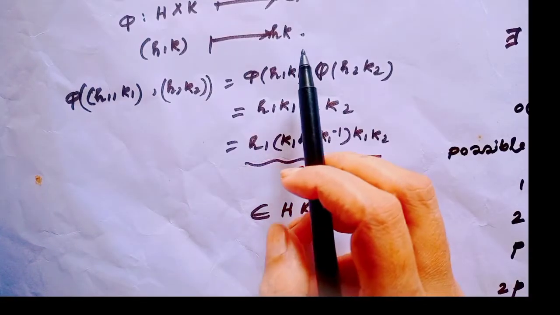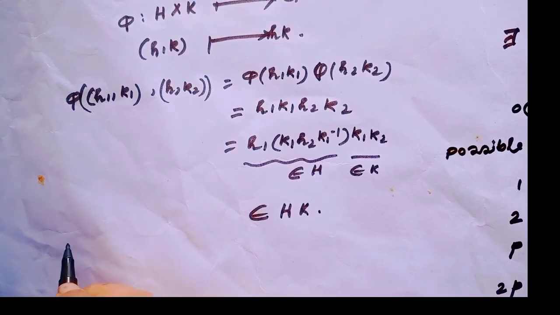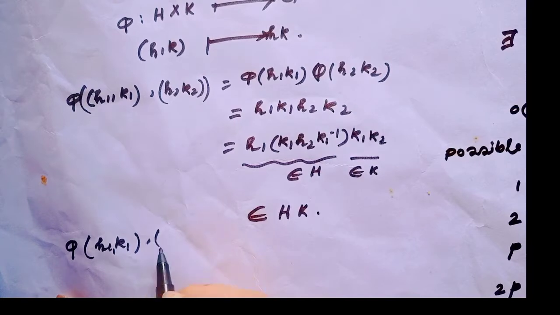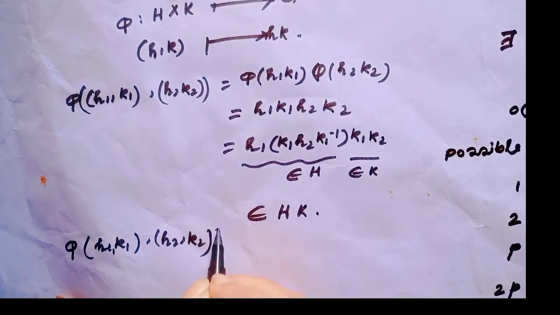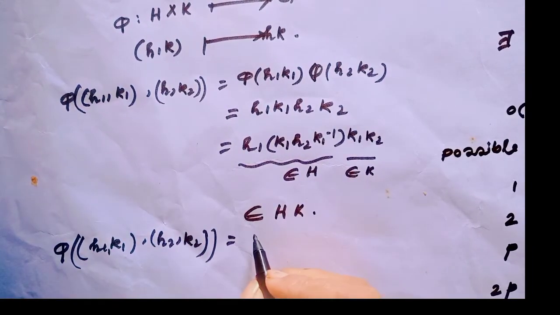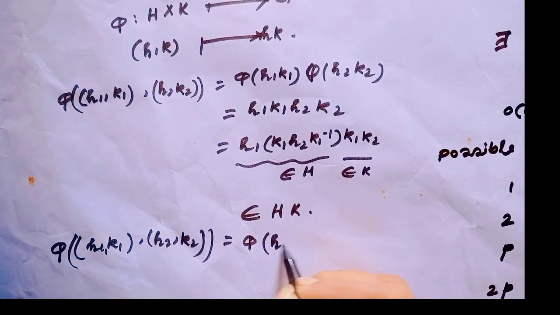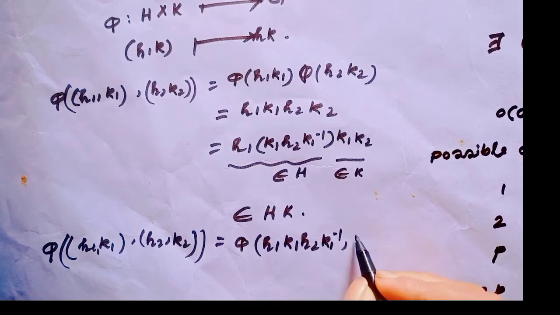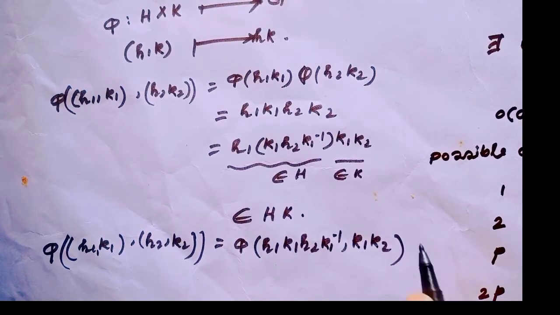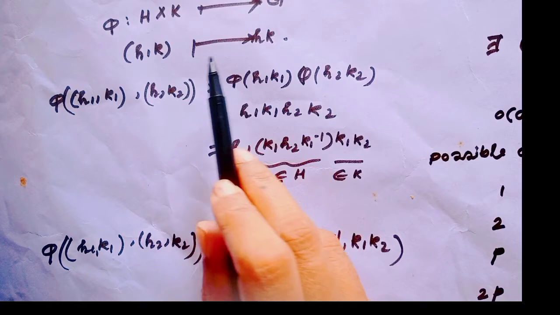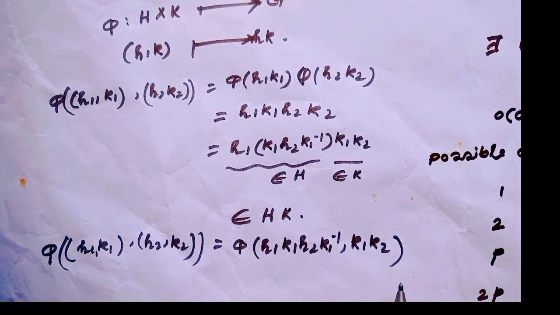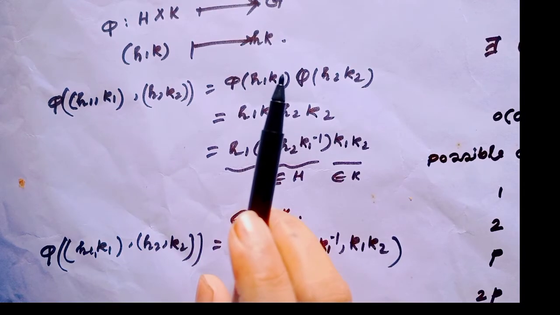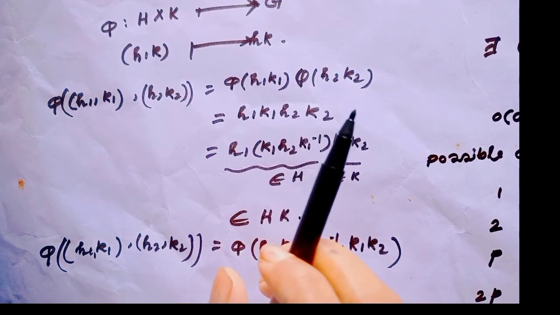Okay? And by this defined function, we can tell phi of (H1 K1, H2 K2) equal to phi of (H1 K1 H2 K1 inverse, K1 K2). I have written it by the defined relation. And since this function is a bijective function, it is injective also.